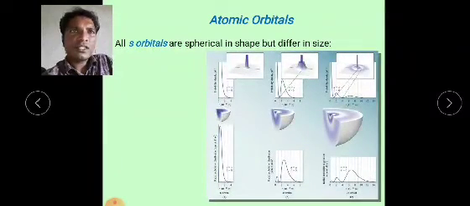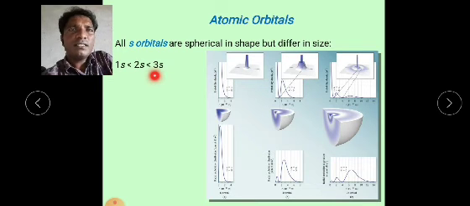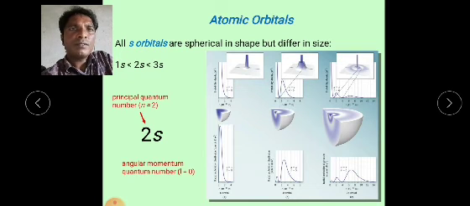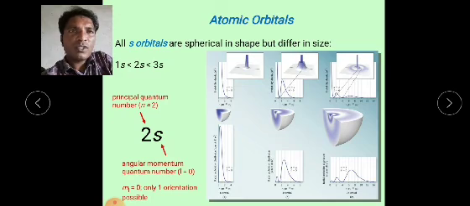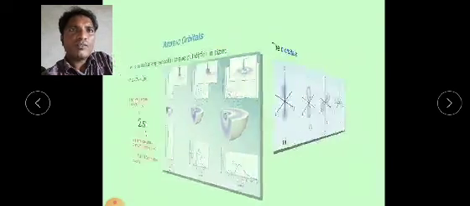So see the structure of the s orbital, which is spherical in shape but differs in size. See, the 3s atomic orbital is greater than the 2s orbital, and the 2s orbital is greater than the 1s orbital. So atomic orbitals have different sizes. This is the principal quantum number, and this is the angular quantum number, and L is equal to 0. Only one orientation is possible for this orbital and for this principal quantum number.